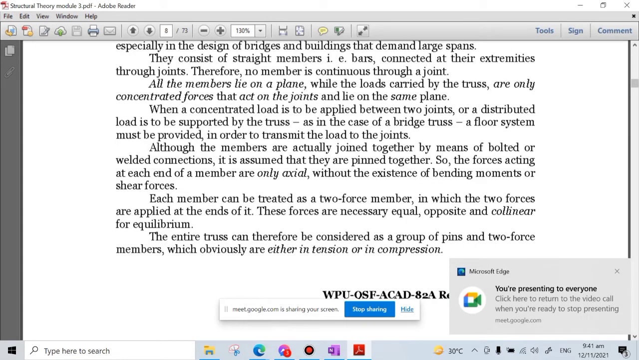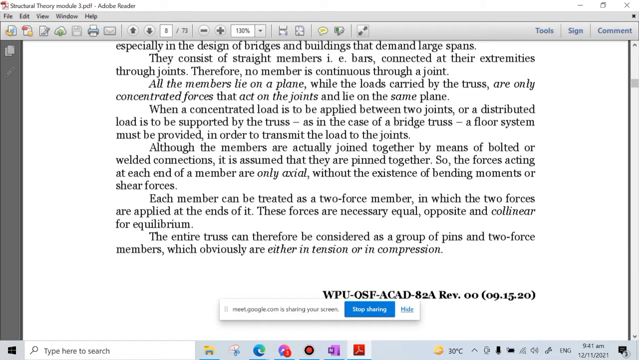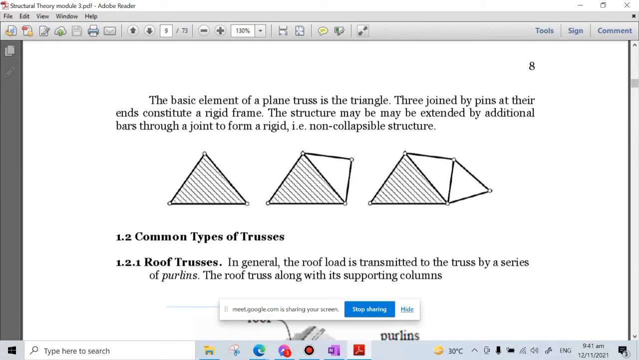Okay, so the entire truss can therefore be considered as a group of pins and two-force members, which are obviously either in tension or compression. Nabanggit ko na rin siya kanina. The basic element of a plane truss is a triangle. Three bars joined by pins at either end constitute a rigid frame. The structure may be extended by addition of bars through a joint to form a rigid, non-collapsible structure.